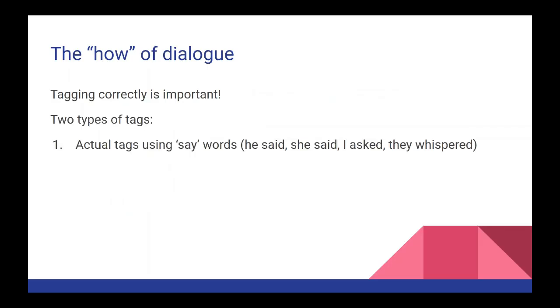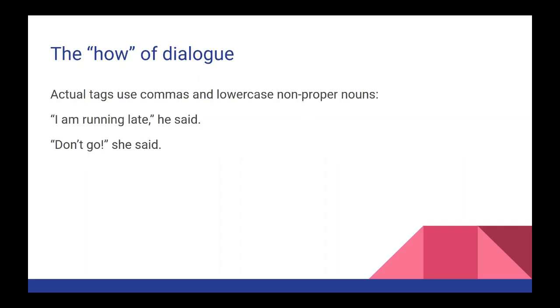So first of all, there's two types of tags that I like to categorize them as. One is actual tags using said words. So he said, she said, I asked, they whispered. Whatever the verb is, it's the actual speech word. Then you have what I call sentences of action, and that's anything else that is the verb following or surrounding dialogue that is not simply tagging the dialogue through the verb of speech. And you'll see some examples here shortly.